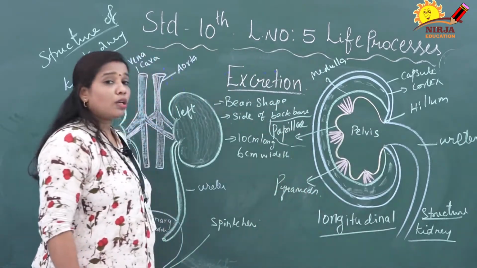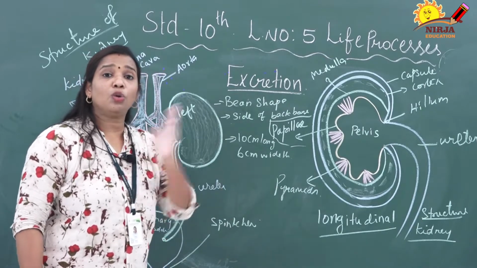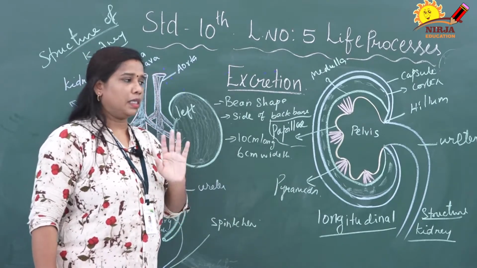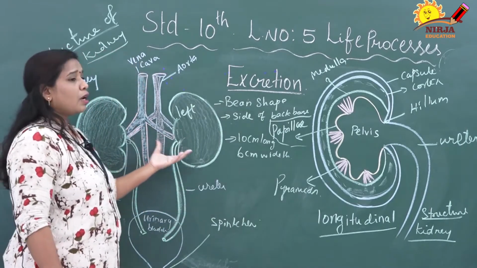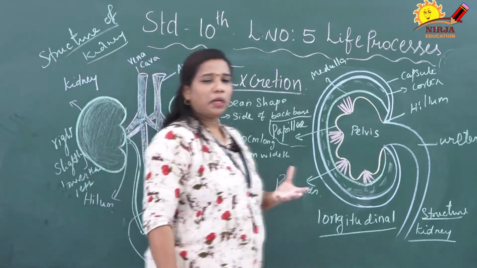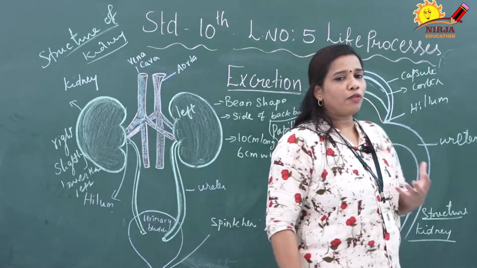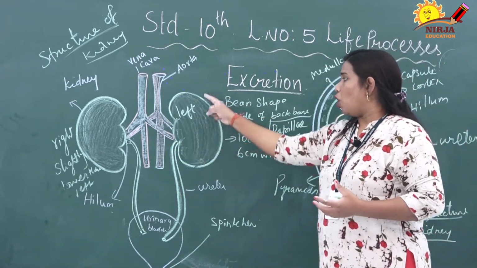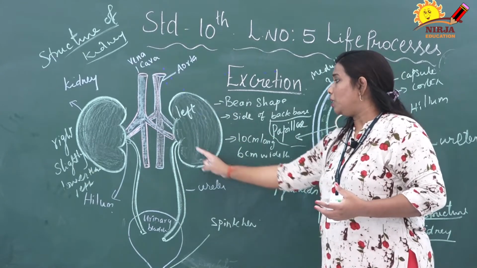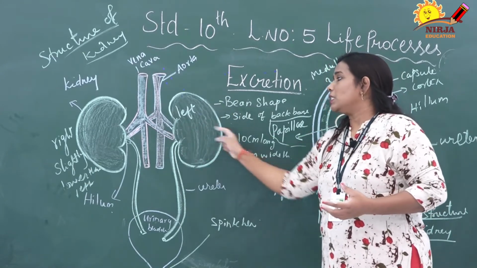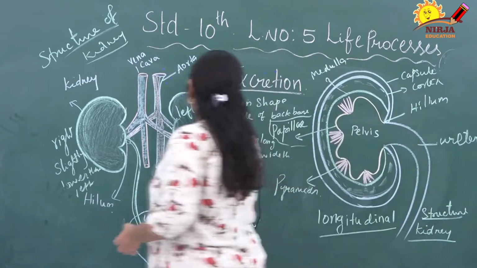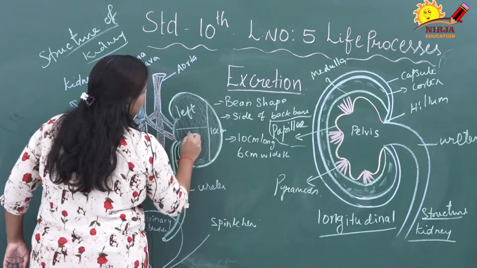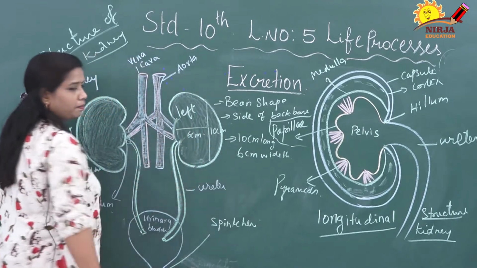Next one is urethra. It is an outlet. It passes the urine outside by the movement of sphincter muscle. Here, the kidney is around 150 grams in weight. Each kidney is 150 grams. It is around 10 centimeter long and the width is 6 centimeter.